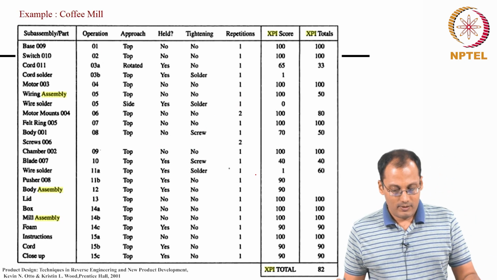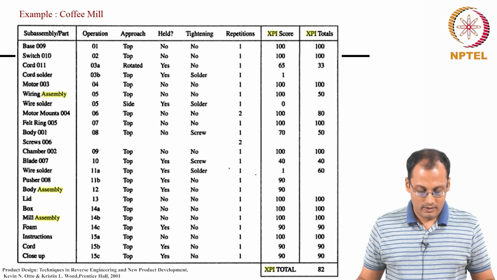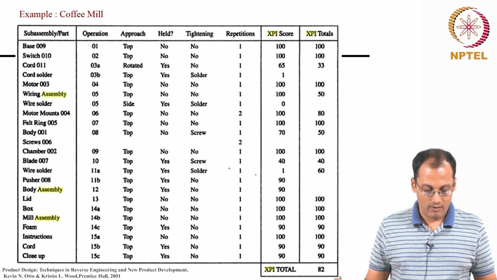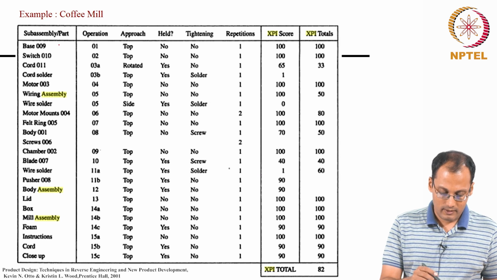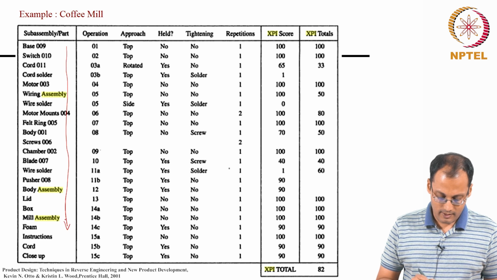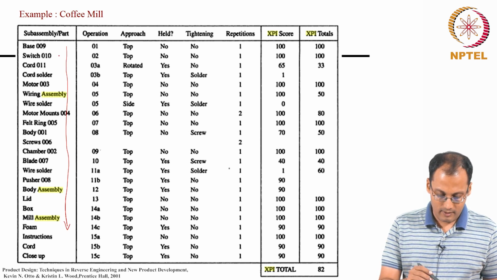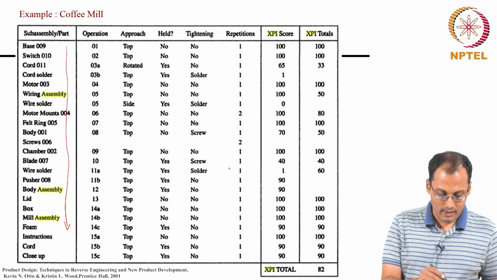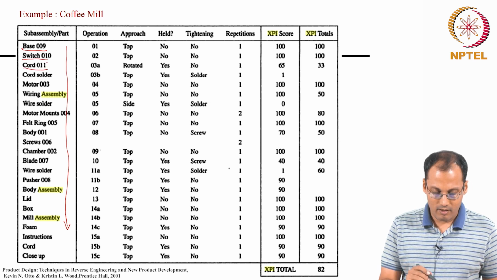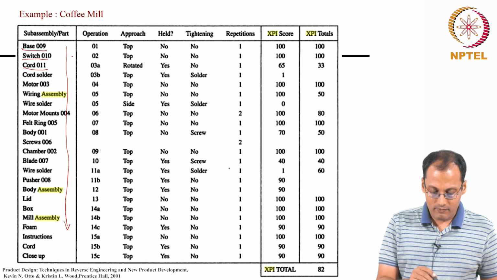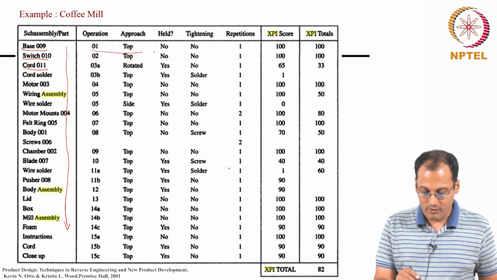So, for this example, component or the product, that is the coffee mill, the XPI score sheet looks like this. On to the left we have the components listed in the order in which we have taken up. Say the first operation is associated with the base, we bring in the switch and then we bring in the card and so forth. So, each of these operation the attributes are listed.